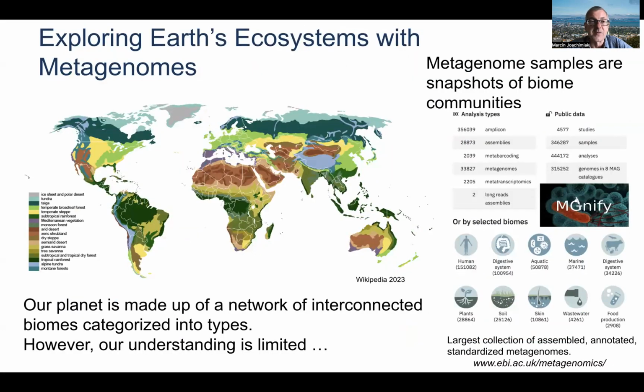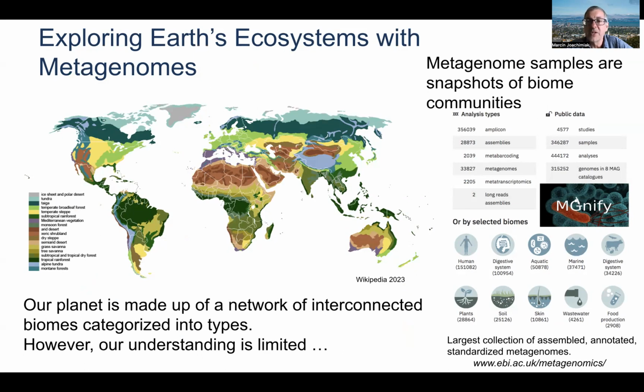So we set out to explore Earth's ecosystems using metagenomes. We know that our planet is made up of a network of interconnected biomes that can be categorized into types. However, our understanding is still limited. For example, we know little about the effects of processes like climate change and interactions between these ecosystems.